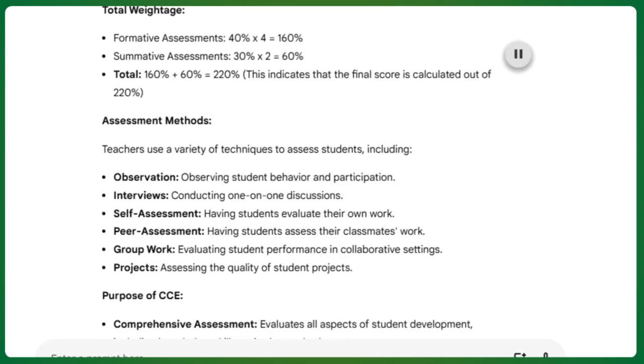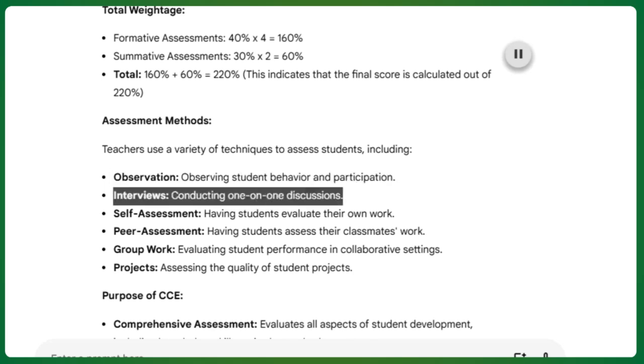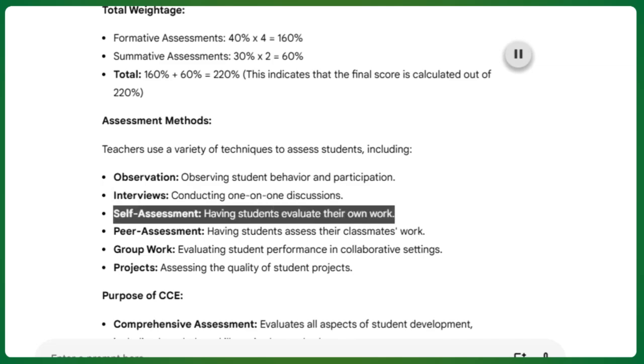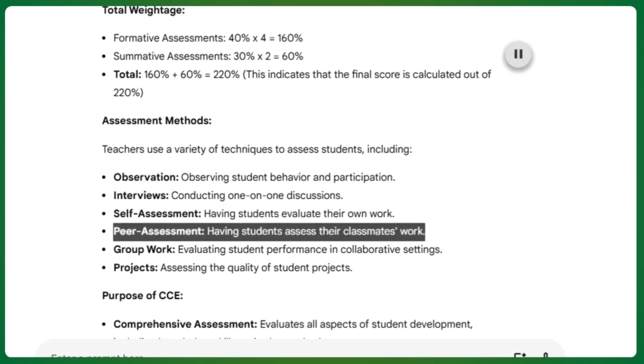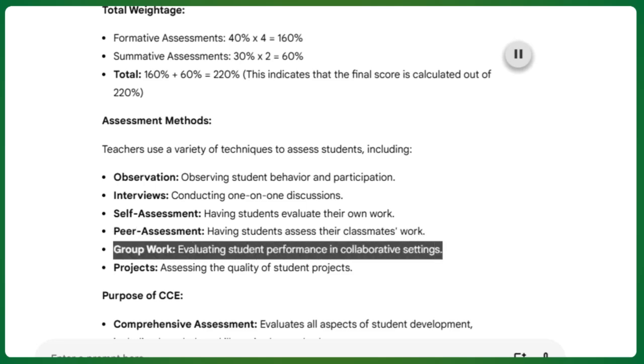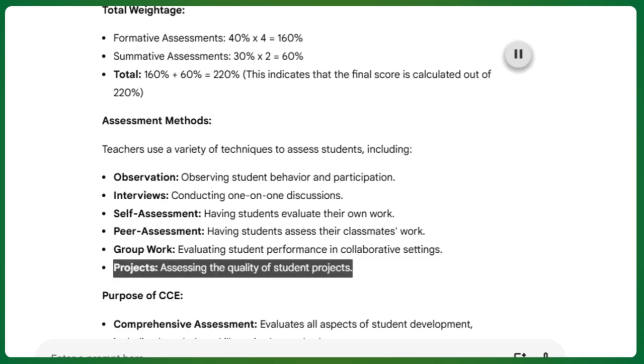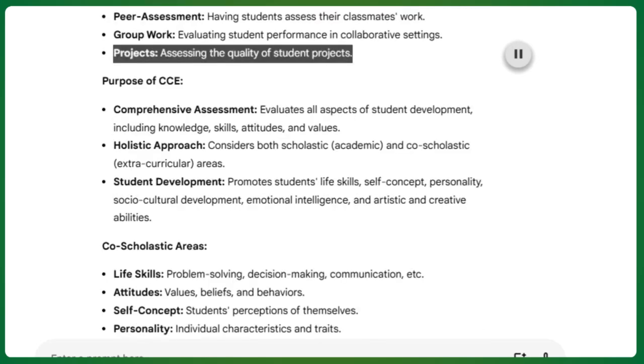Assessment methods. Teachers use a variety of techniques to assess students, including observation, observing student behavior and participation. Interviews, conducting one-on-one discussions. Self-assessment, having students evaluate their own work. Peer assessment, having students assess their classmates' work. Group work, evaluating student performance in collaborative settings. Projects, assessing the quality of student projects.